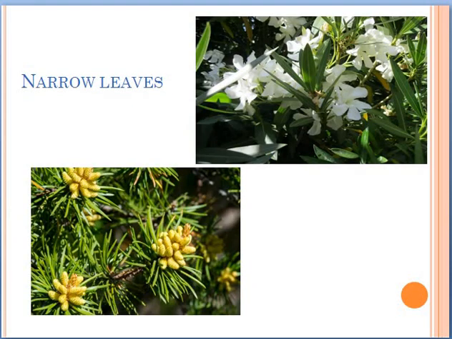The next adaptation is narrow leaves. Some of the leaves are highly reduced in their size. Already we know that the leaves are having a perfect shape to expose the leaf parts completely to the sun.